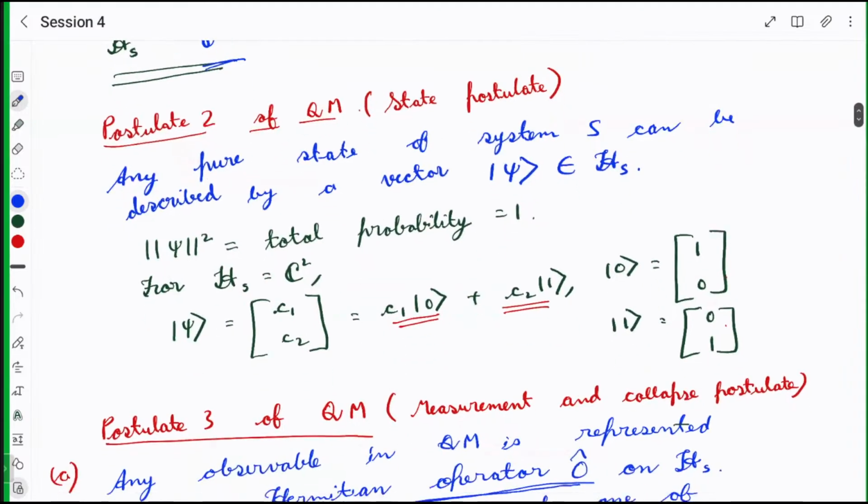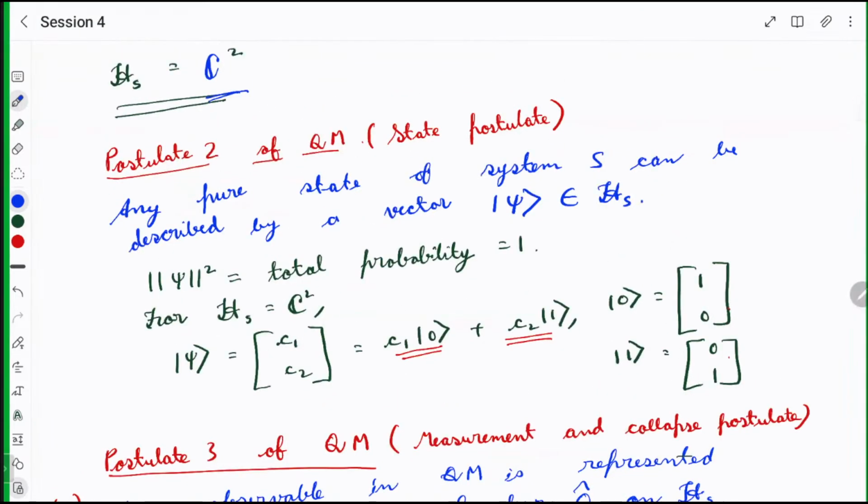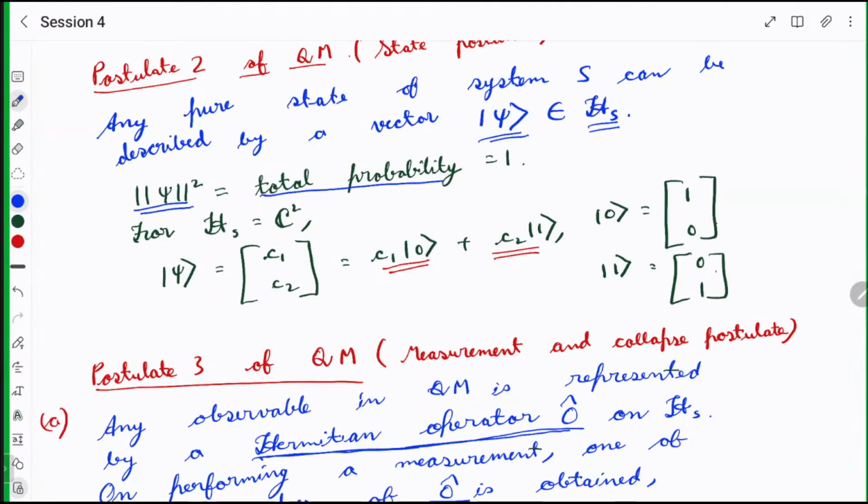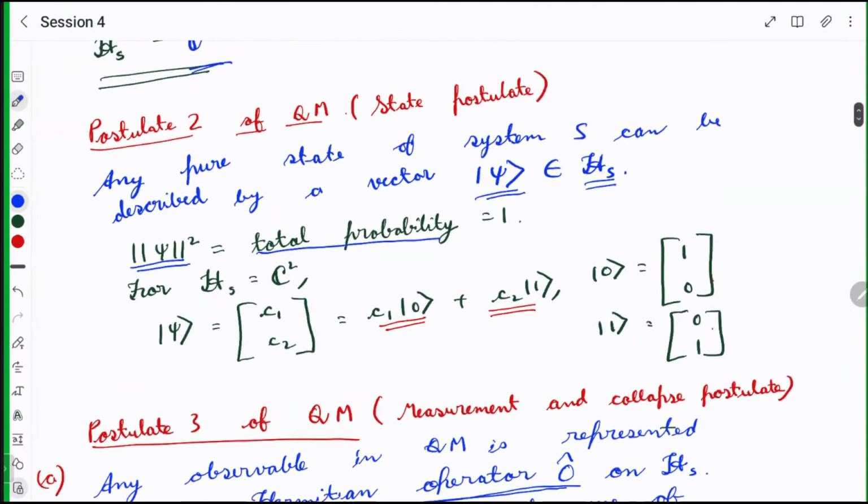And it said that any pure state of the system can be described by a vector in the Hilbert space Hs. So some vector psi, which is part of the Hilbert space Hs. And we assigned the meaning of total probability to the norm squared of the state vector. So we defined that the norm squared of psi is the total probability, and since the total probability will be 1, this will be 1. So in other words, any pure state of the system is basically a unit vector in the Hilbert space.